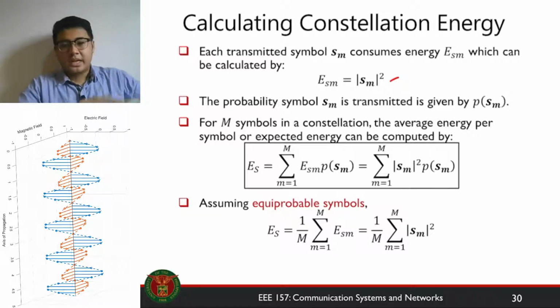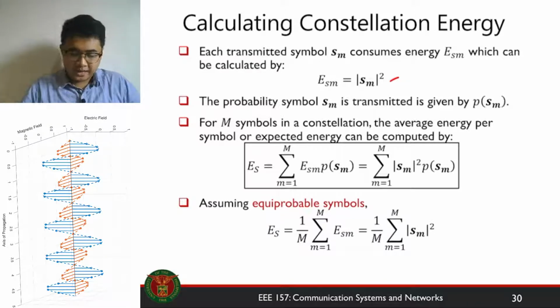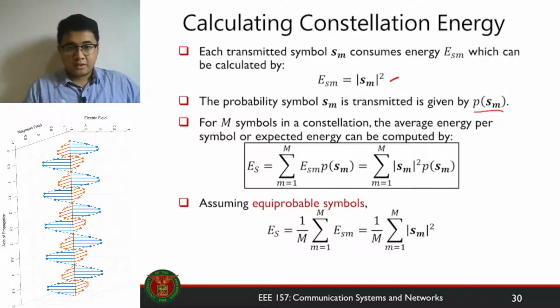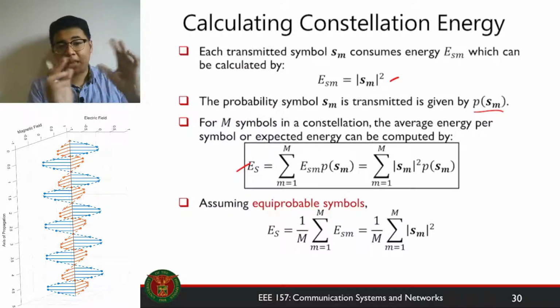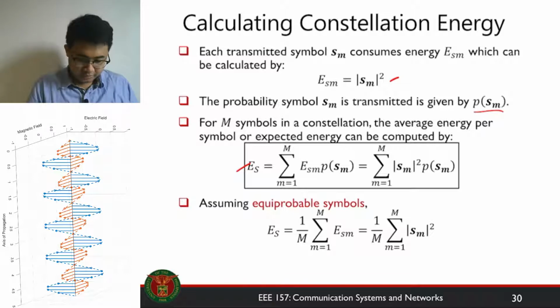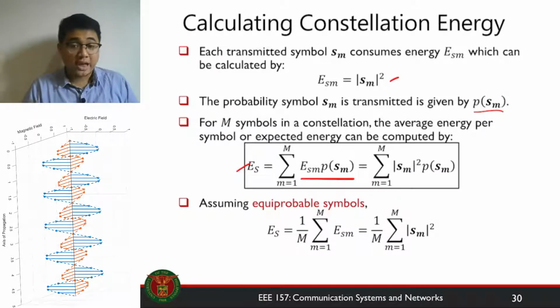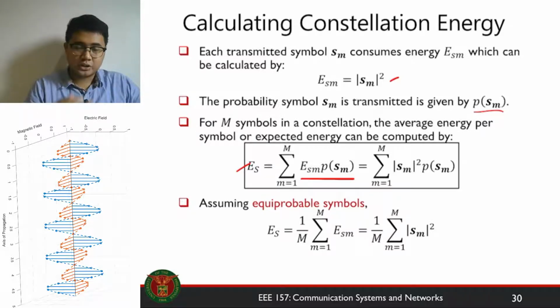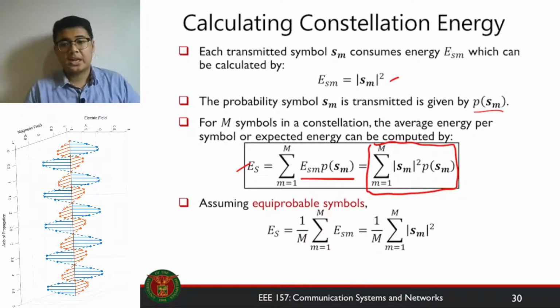Let's say the probability of this symbol S sub m is given by P of Sm. For m symbols in a constellation, we can compute the average energy per symbol, or the expected energy, using this formula right here. You basically just multiply the probability that symbol S sub m is transmitted by its energy, and you add that all up, you get your average energy. So substitute the energy of a symbol, and you get this equation right here for your average energy per symbol.